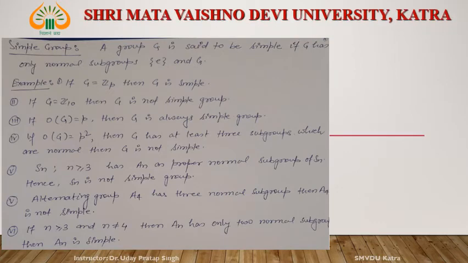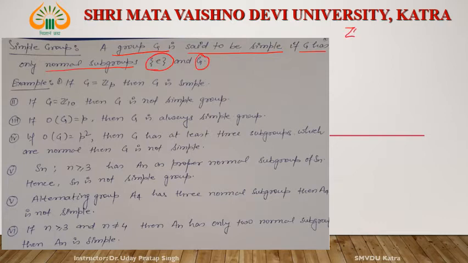Let us discuss the simple group. Later on we will discuss the simple group in detail. Here we focus only on the definition and example of the simple group. A group G is said to be simple if G has only two normal subgroups: one is the identity and the other is G itself.